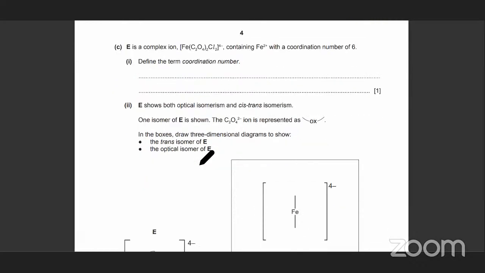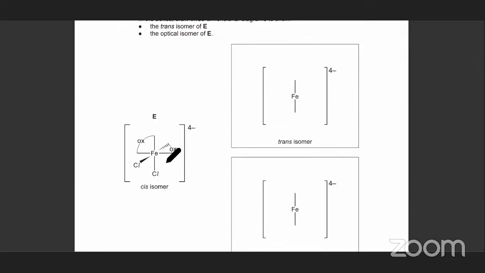Now, E shows both optical and cis-trans isomerism. What is E? E is this thing, C2O4 2 minus and Cl2. And you have to draw in the boxes below three-dimensional diagrams to show the trans isomer of E and the optical isomer of E. So here's E given. So what's the optical isomer? What's the trans isomer? The optical isomer is going to be the mirror image of this. Okay, that's the optical isomer. So you have to draw that.